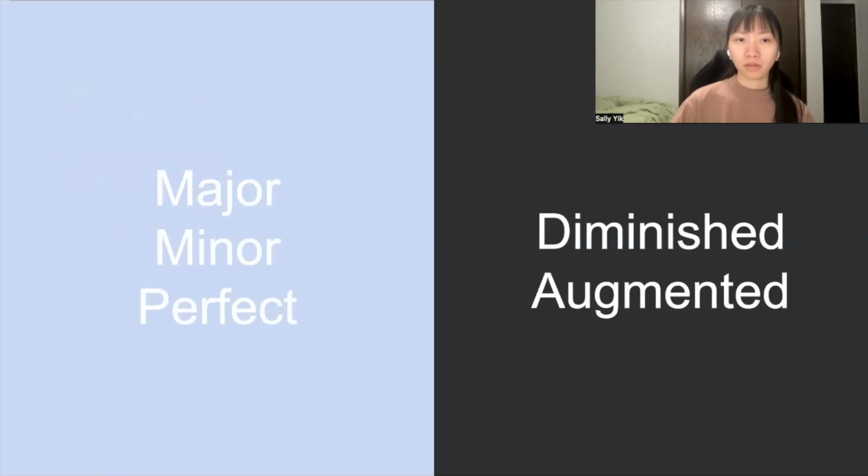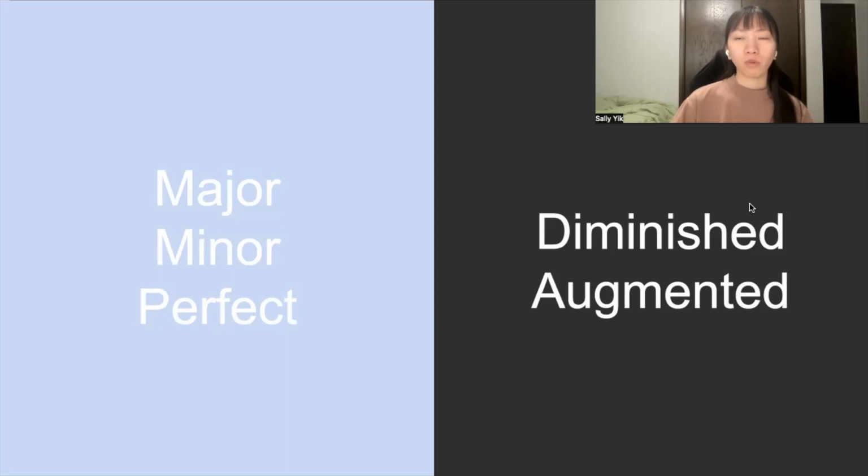So let's move on. If you watched the previous two videos about intervals, which are interval 101 and interval 102, I'm assuming that you're probably very familiar with how to identify major, minor, or perfect quality. However, we did not really talk about the diminished and augmented intervals. And in this video, we're going to talk more about that.